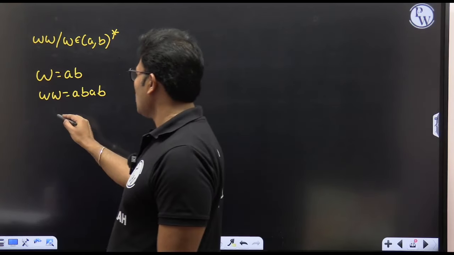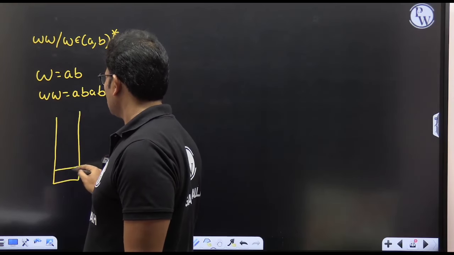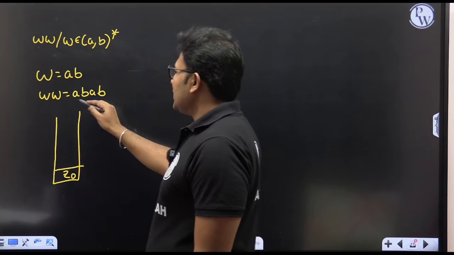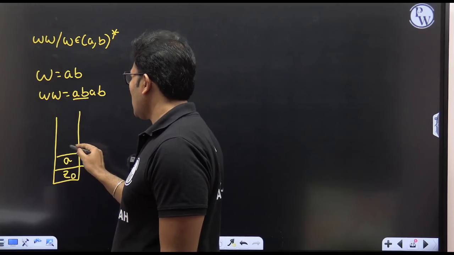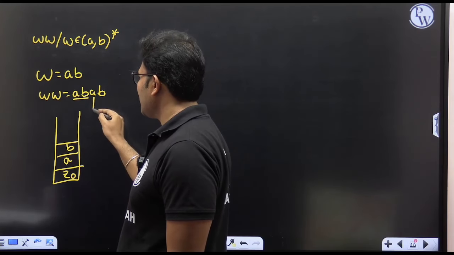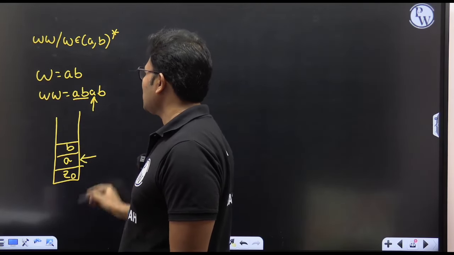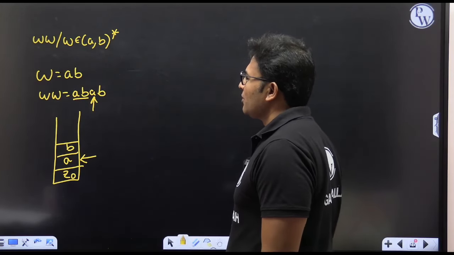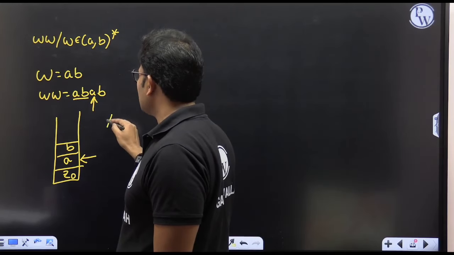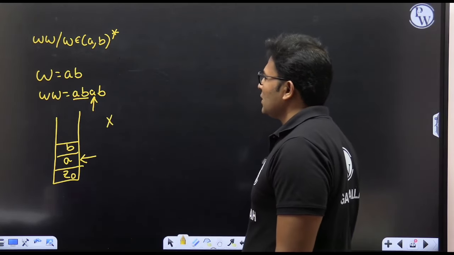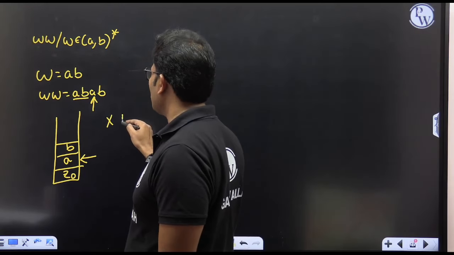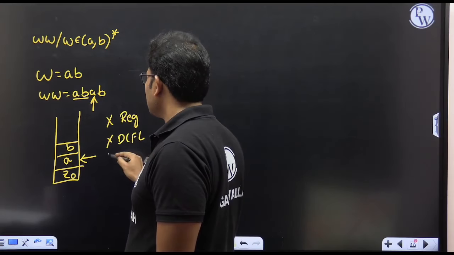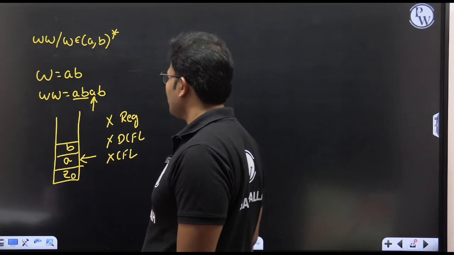Now, if I push initially A and B onto the stack, and now I have to compare, A is below B. I cannot compare this A with this A because A is below B. Therefore, this is not DCFL. This is definitely not regular, and even CFL cannot do it. Non-deterministic push-down automata also cannot do it.